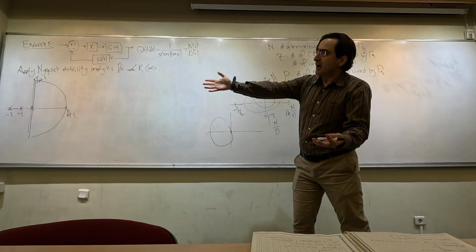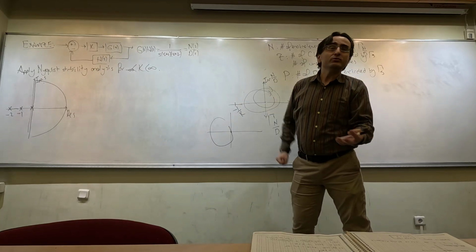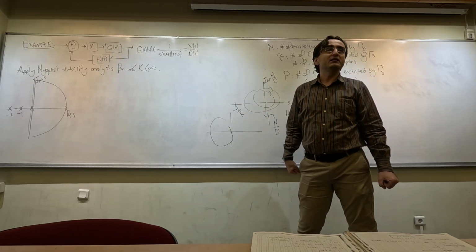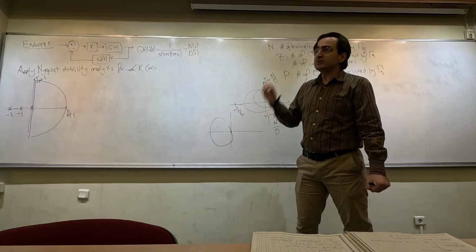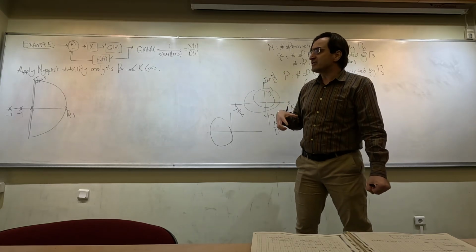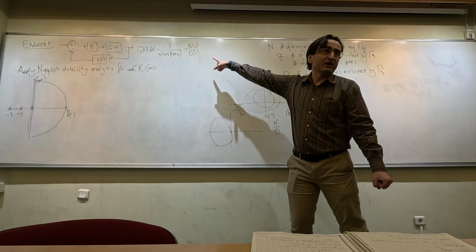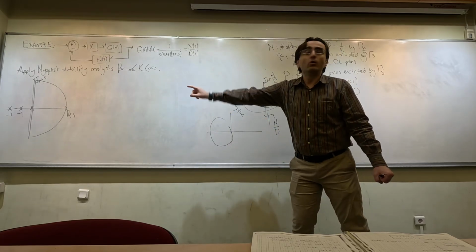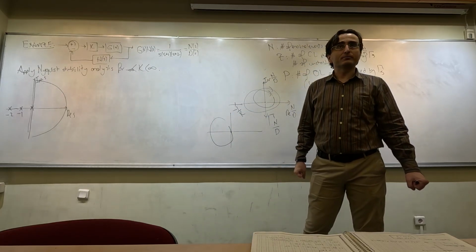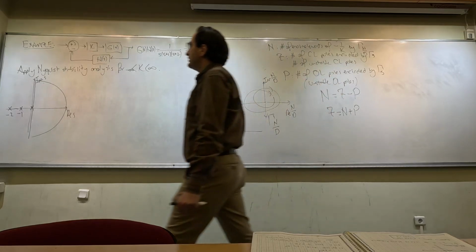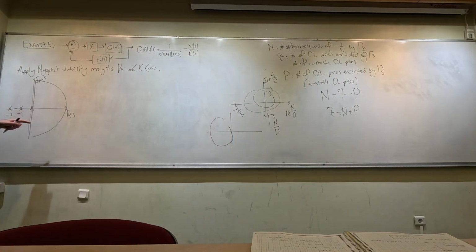Okay? That is why, in such a case, I can't use this Nyquist path anymore. I have to modify my Nyquist path such that no pole of this transfer function would be exactly on that Nyquist path. Okay? Here we do our modification in the following way.